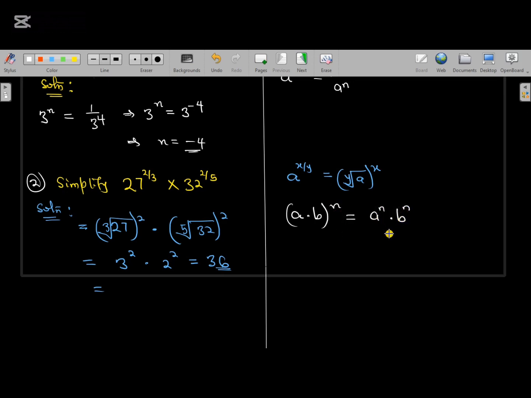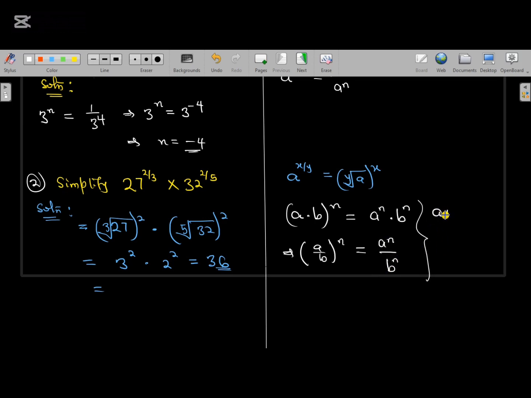This distributivity of power only holds for multiplication and division. So that means if I have a all over b all raised to the power of n, that is the same thing as a to the power of n over b to the power of n. But this is not true for addition and subtraction.